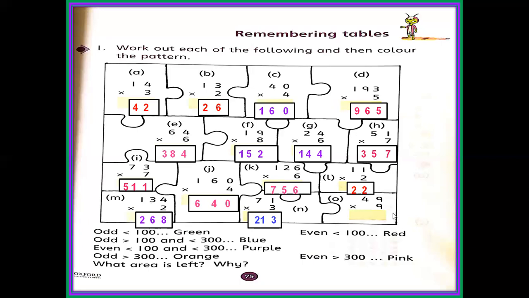9 nines are... read the table of 9. 9 ones are 9, 9 twos are 18, 9 threes are 27, 9 fours are 36, 9 fives are 45, 9 sixes are 54, 9 sevens are 63, 9 eights are 72, 9 nines are 81. So write 1 here, and 8 we will add into next. It converts into tens. 9 fours are 36 plus 8, 44. So 49 multiply 9, 441.